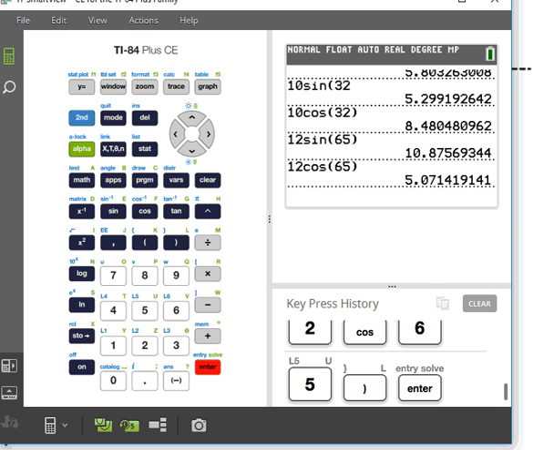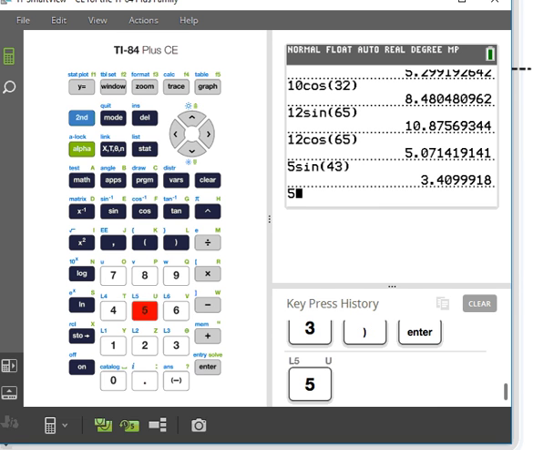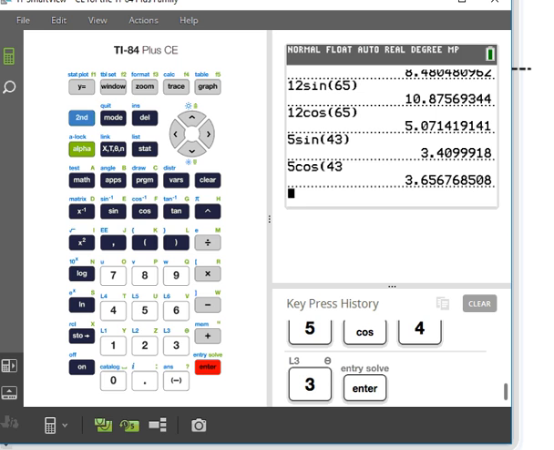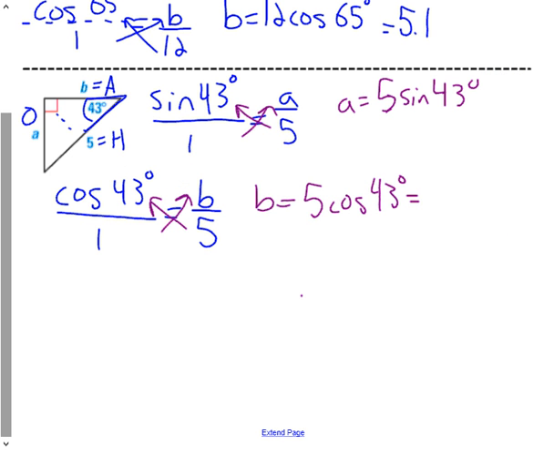Coming in, 5 sine of 43 is 3.4, 5 cosine of 43 is 3.7. 3.4 and 3.7 are our final answers. And that will wrap up this lesson. Homework should be on the board.